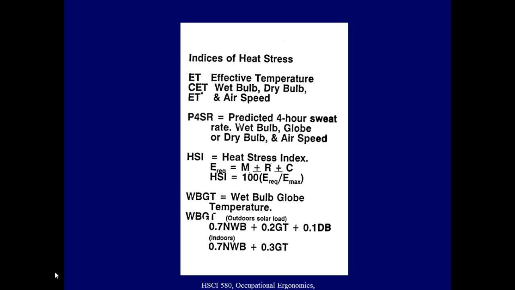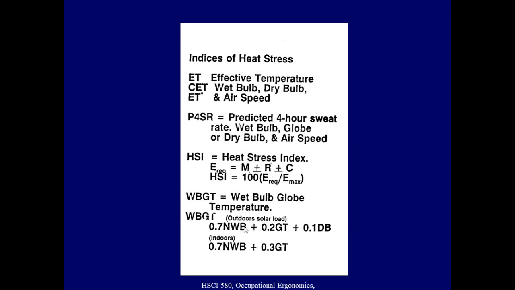Notice there are two equations at the bottom. One says for a solar load, the other one is without. Don't be fooled by that. The issue with the solar load is that anything with a radiant load should use this top equation right here, 0.7, which is a constant, times a natural wet bulb. A natural wet bulb means you don't have a steady flow of air coming across.